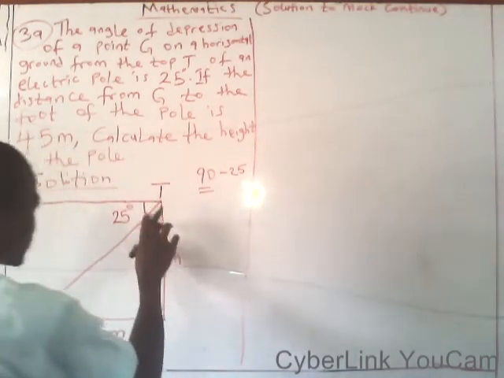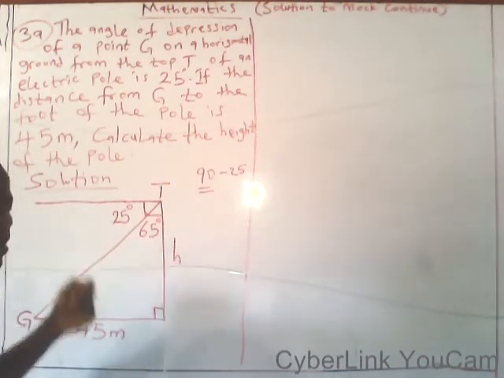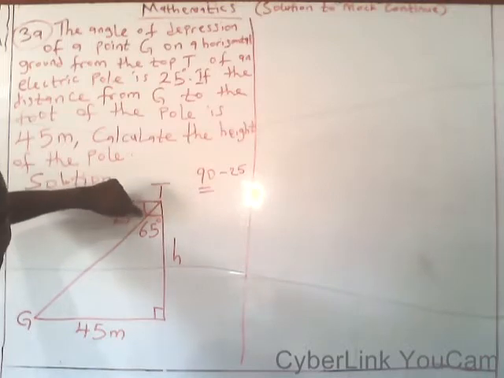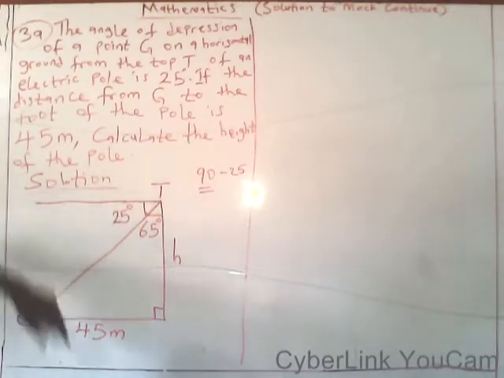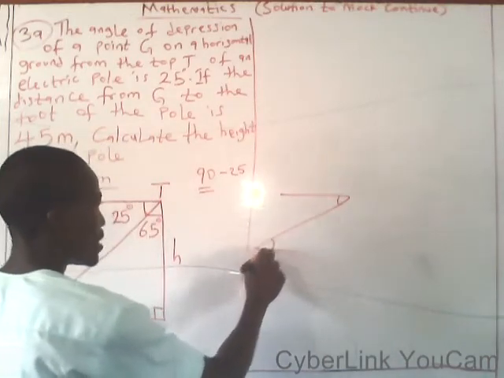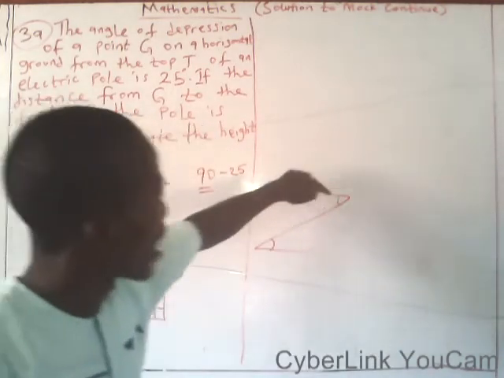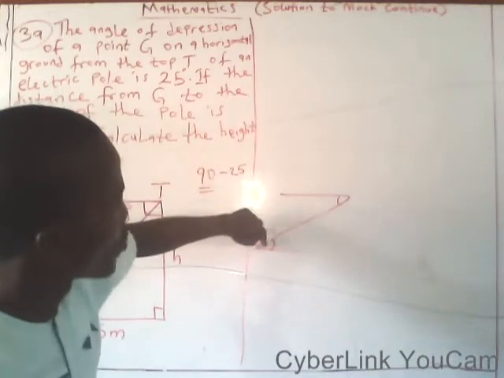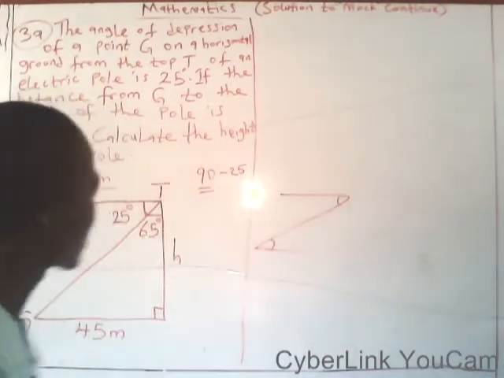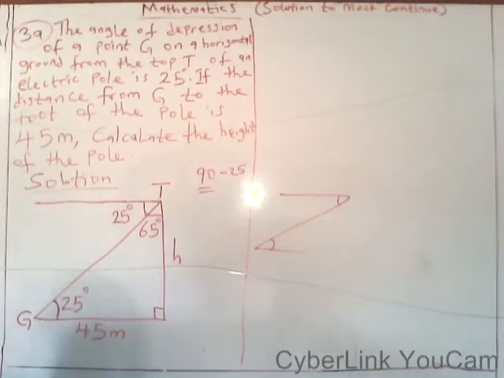Now, if this is 65 degrees, there is another rule you can apply: this angle is equal to this angle. They call it alternate angle in mathematics. This angle that we have here is equal to this angle. They call it alternate angle. In that case, this place can also be 25 degrees.